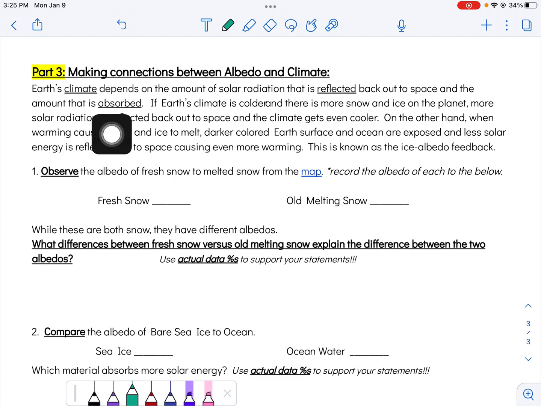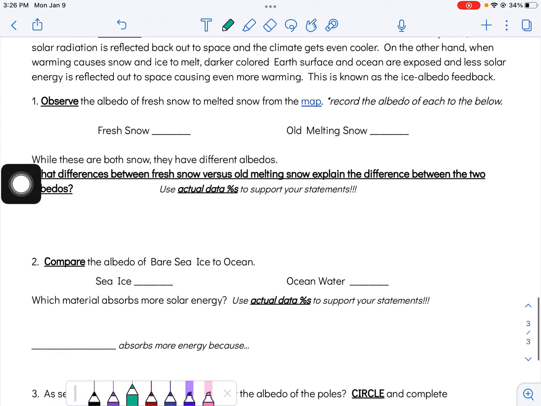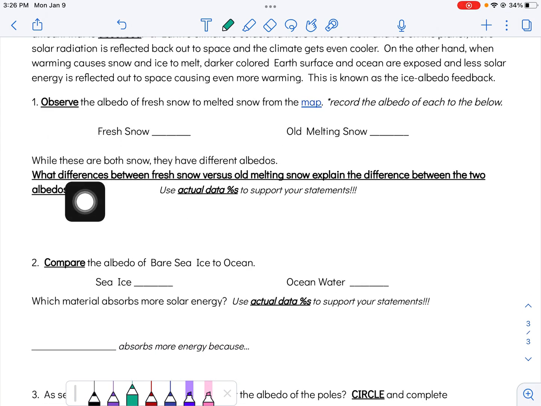much is absorbed. If Earth's climate is colder, then we know there's more snow and ice, meaning more reflected back into space. But on the other hand, when there's a warming, that snow and ice melts, exposing more darker colored surfaces, allowing for more radiation to be absorbed, and so on. So we want to think about some of those relationships. So we've got two comparisons to do here.